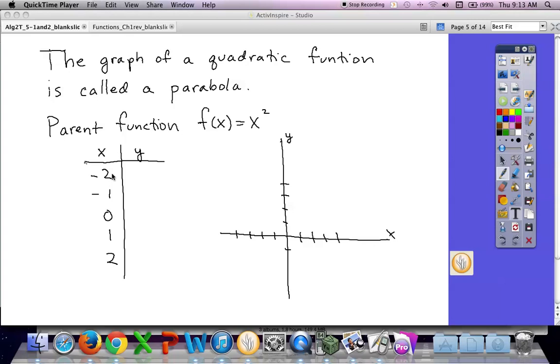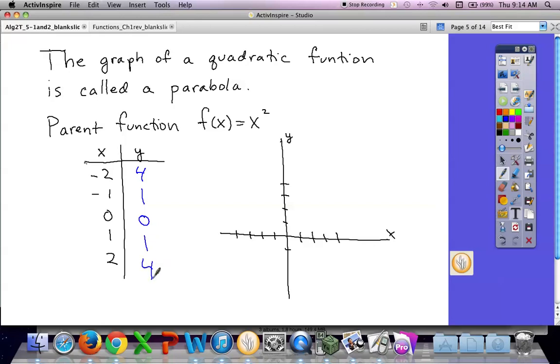What do I get if I plug in -2 for x? +4, right? So that should be 4. Okay, plug in x is -1. +1. Plug in 0. 0. Plug in 1. Plug in 2.